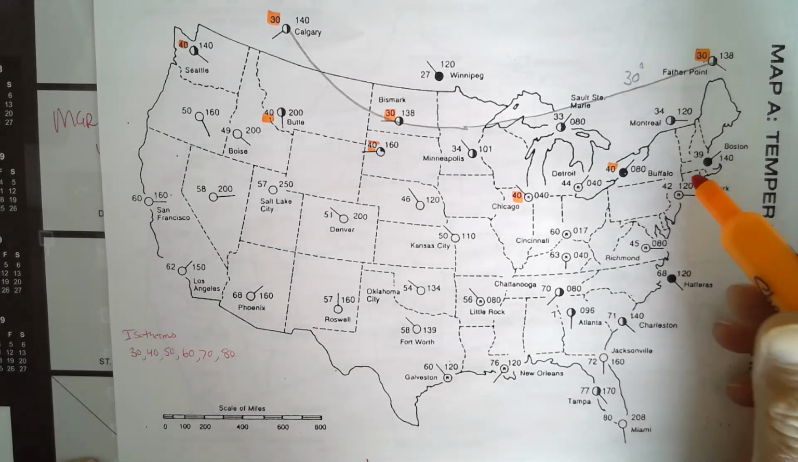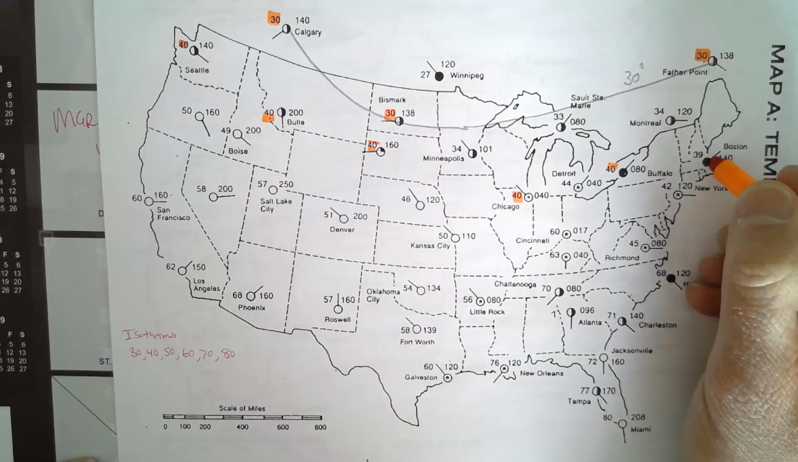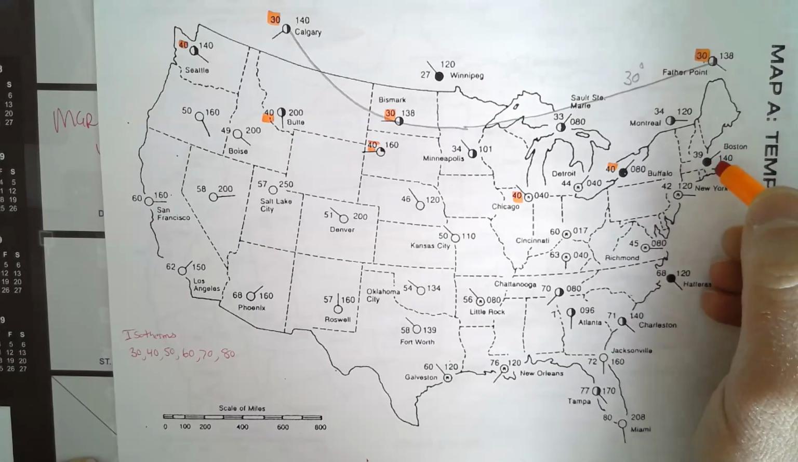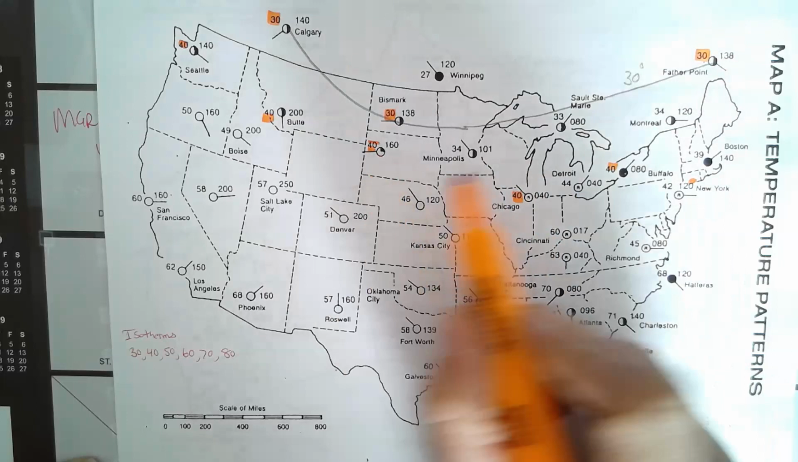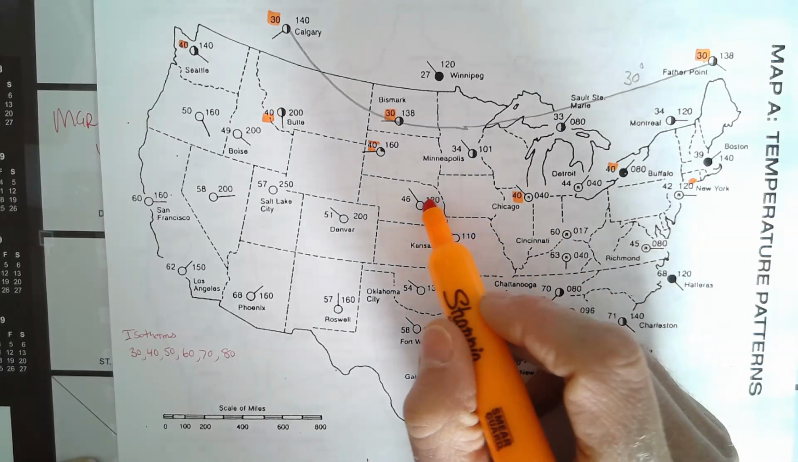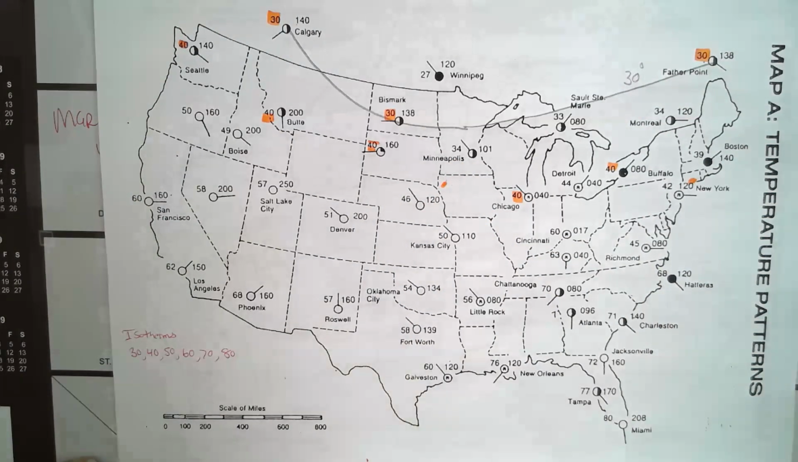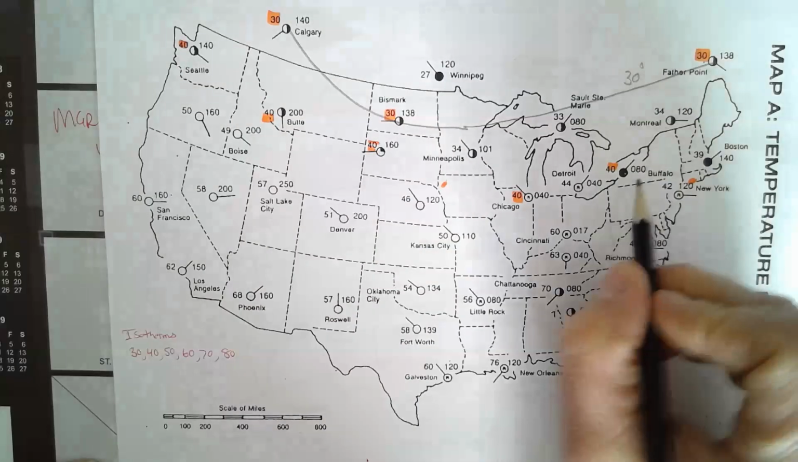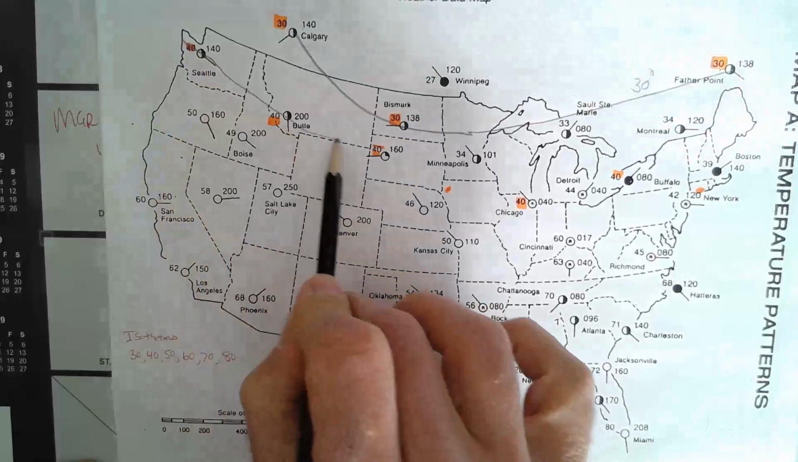Make sure that when we're drawing these lines, they always connect to the edge of the country. So Boston is 39 and New York is 42, so 40 degrees would be in the middle. Same thing right here, between Minneapolis and this city right here would be 40 degrees, so that's where my line would be. From there, connect all of my points, going to the edge of the country.